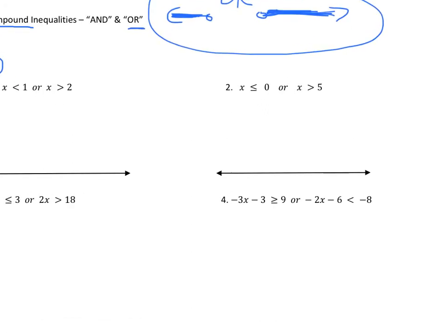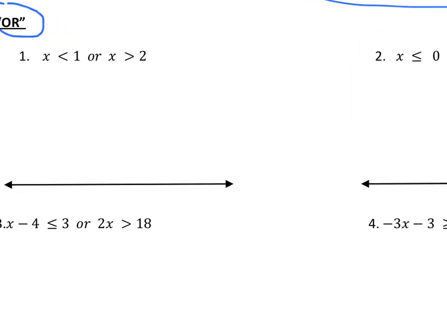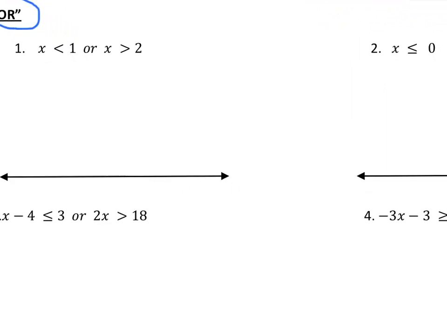All right, so if we zoom in number one, the inequality is actually already given to us. We don't have to do any math. I'm just going to go right to the graphing. So it has x is less than 1 or x is greater than 2. So let's graph it. Let's say here is 1 and here is 2.